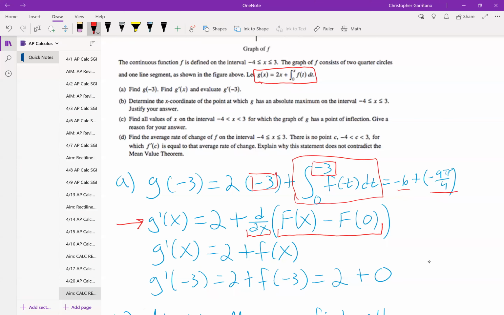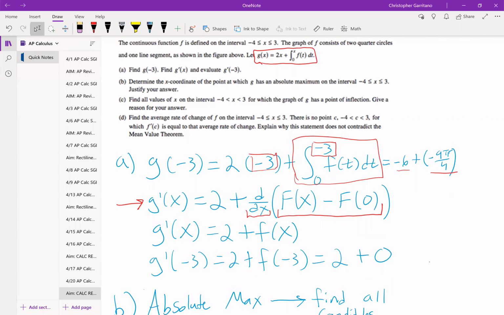Well, the derivative of big F of x is just f of x, little f of x. The derivative of big F of 0 is just 0, because big F of 0 is a constant. So the derivative of a constant will give me 0. My derivative function g prime of x is 2 plus f of x. And now when I evaluate g prime of -3, it's again as simple as just plugging in numbers.